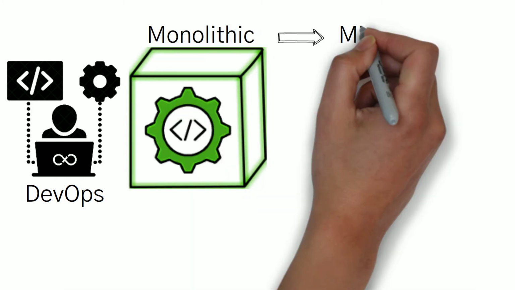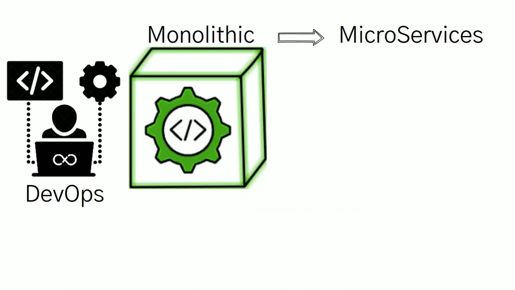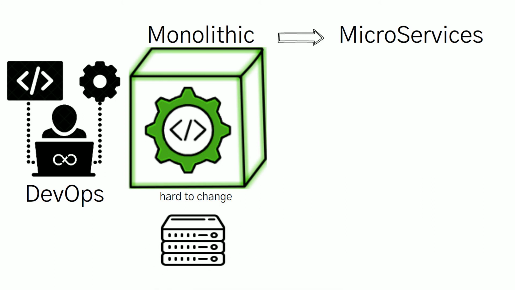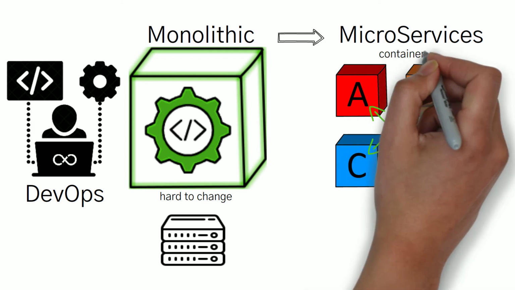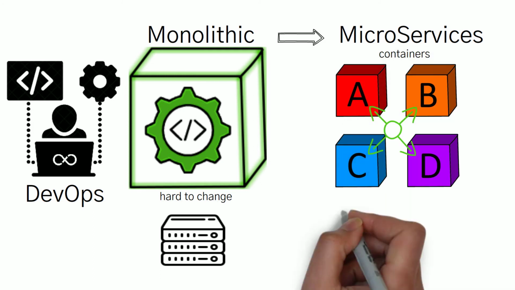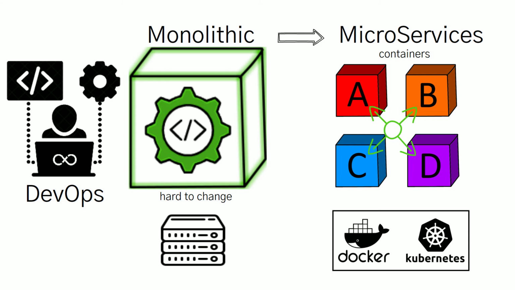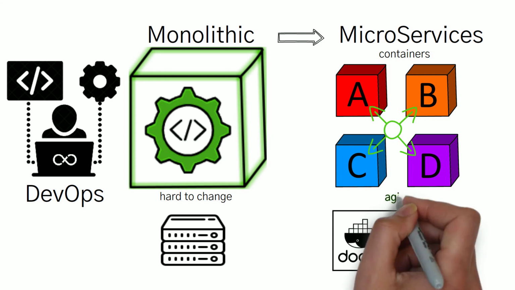First, apps have shifted from monolithic to microservices. Monolithic apps are slow to change and bound to servers. Microservices separate the apps into smaller, more manageable components called containers, which connect and run on platforms like Kubernetes. This makes your apps fast and agile.